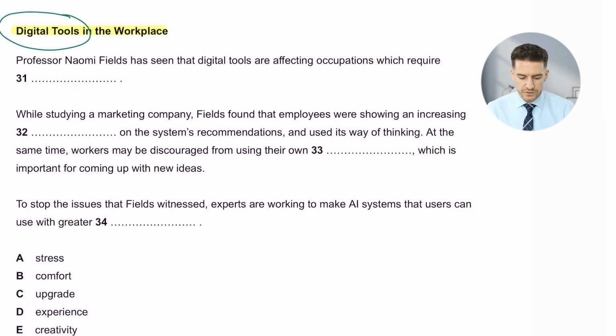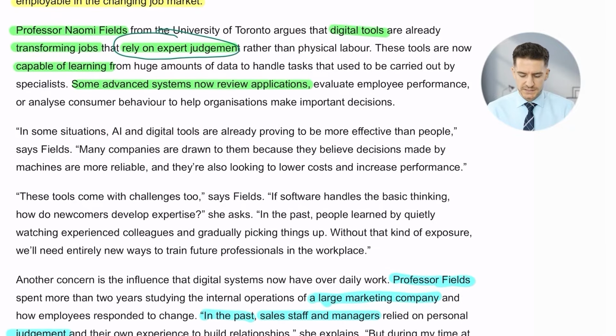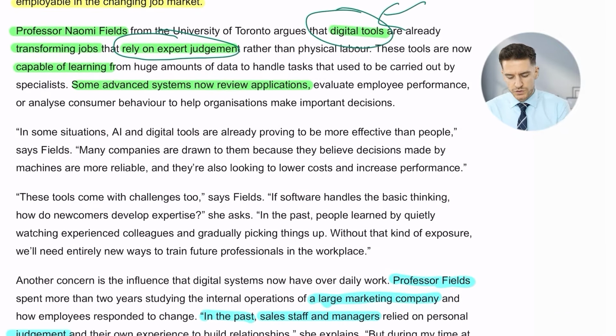So let's have a look at this first sentence here and we'll talk about it. Professor Naomi Fields has seen that digital tools are affecting occupations which require. So in the text, we're going to be looking for digital tools, of course, and for how they have been affecting certain occupations or certain jobs which require or need. So let's go to the top of the passage. I believe it was the second paragraph where Naomi talks about this. And yes, I can see it already. Digital tools. So let's quickly have a read and we'll see what we can find.